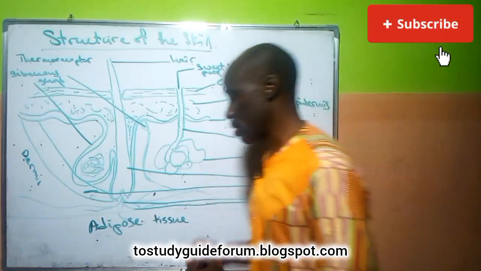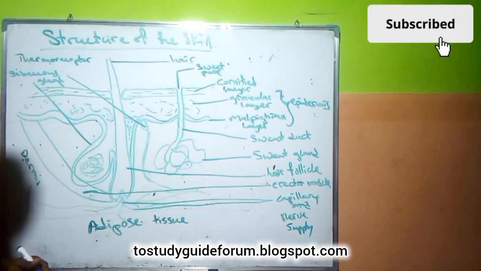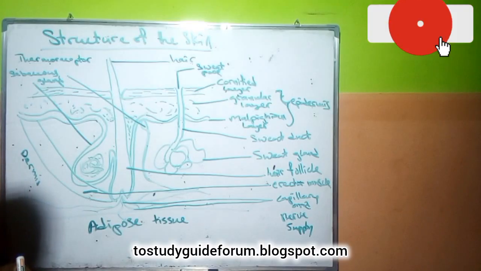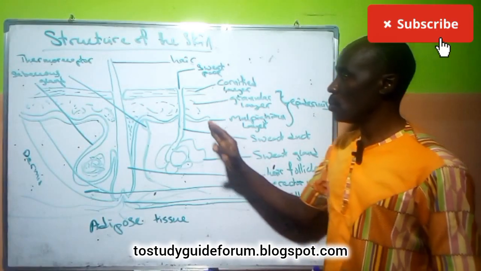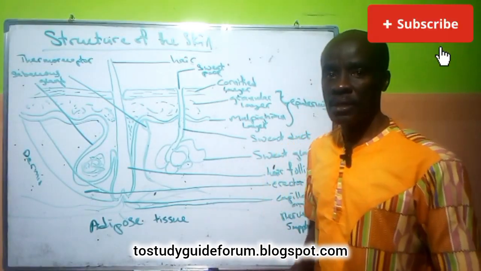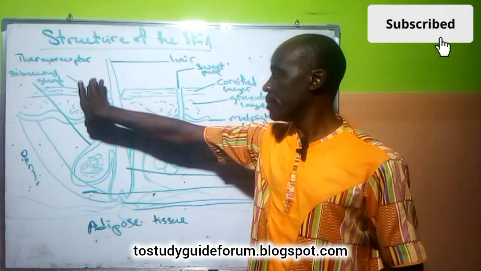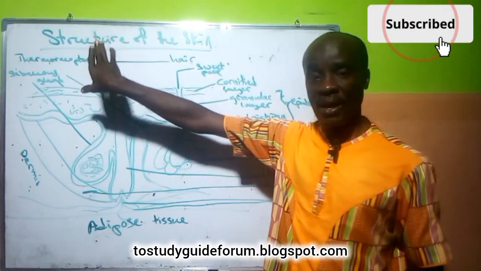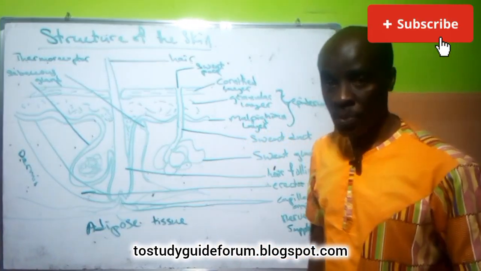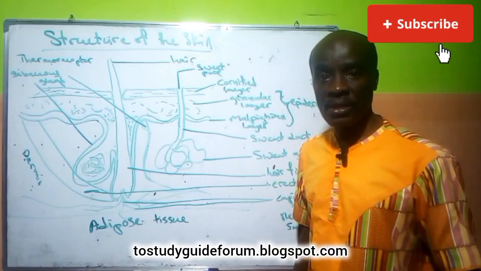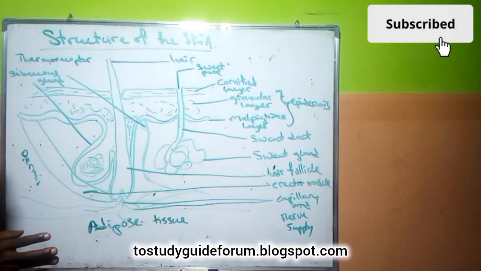So this is just a sketch of what the skin looks like. Now, if you look at it closely, you find out that the skin is made up of mainly two layers. The first one is the epidermis, which is the outer layer, and we have the dermis, which is the inner layer. This epidermis is also divided into three layers.